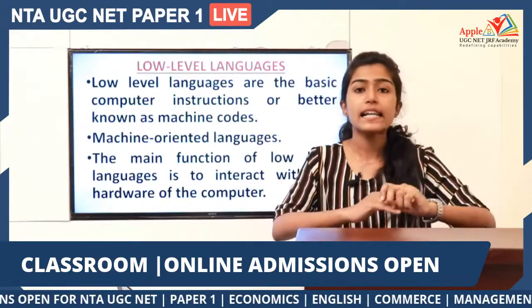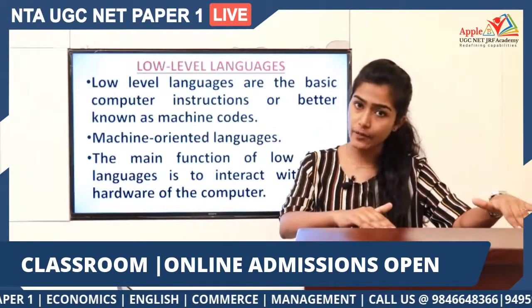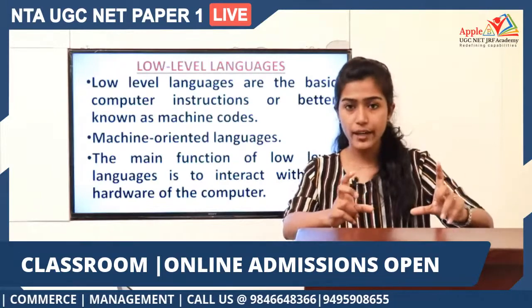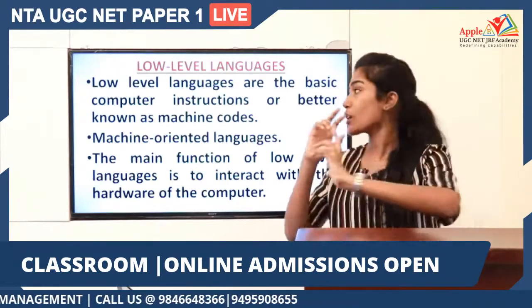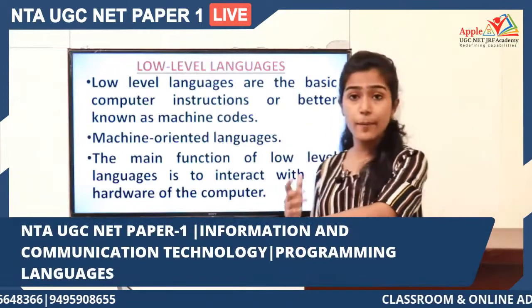So basically, programming languages can be divided into two types: low-level languages and high-level languages. And firstly, we are looking into the low-level languages. Low-level languages can also be called machine codes. So they are basic computer instructions.